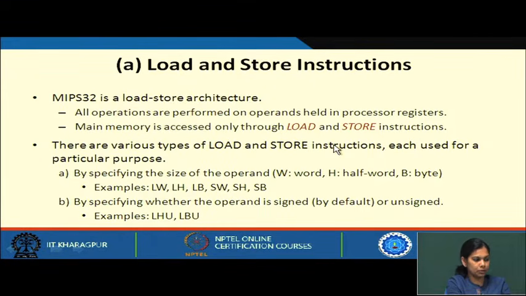There are various types of load store instructions, each of which can be used for a particular purpose. Like we can load a word, we can load a byte, or we can load a half word. In the same way, we can also store a word, we can store a half word, we can store a byte. By specifying whether the operand is signed or unsigned, we can also load a half word unsigned, and load a byte unsigned.